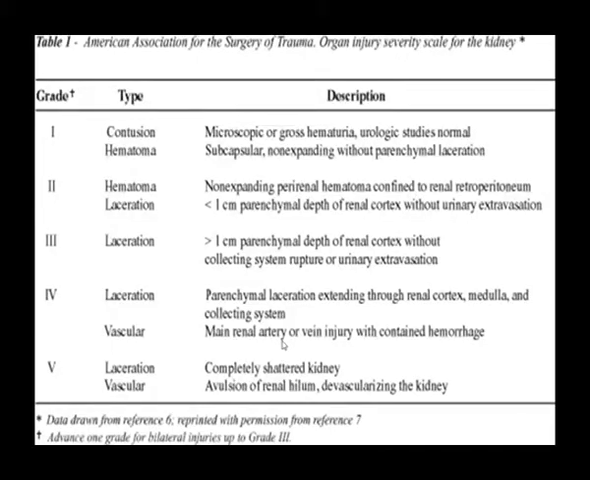This is the American Association of Surgery classification. The 5 grades are here. Grade 1 is contusion, hematuria, a small non-expanding subcapsular hematoma, while grade 2 is again with hematoma, perirenal hematoma, which is confined to the renal tissue only, not expanding beyond. Or there will be laceration which is less than 1 centimeter in size.